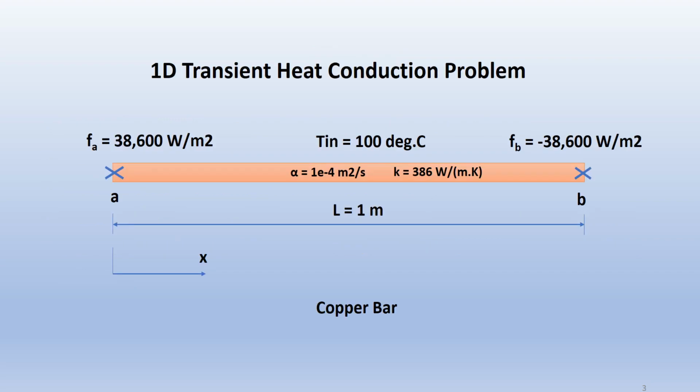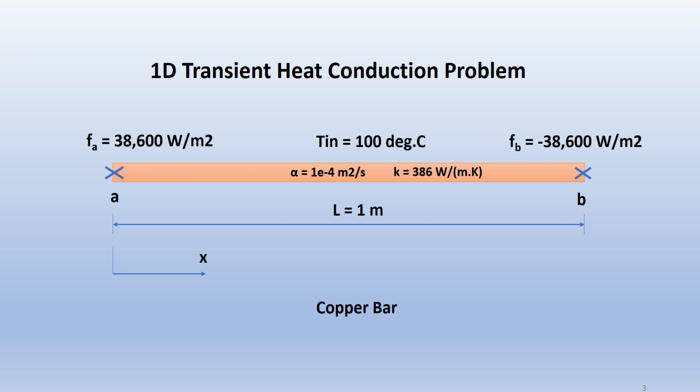We have a 1 meter long copper bar. The bar is initially maintained at a temperature of 100 degrees Celsius. At time t equals 0, a heat flux FA, which is equal to 38,600 watts per meter square, is applied at the end A of the bar.